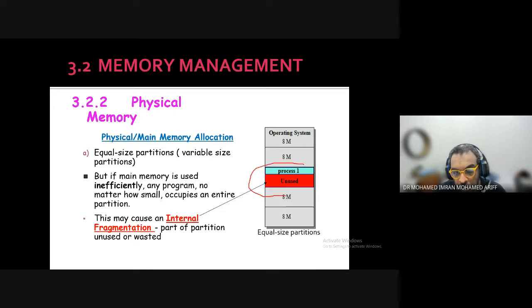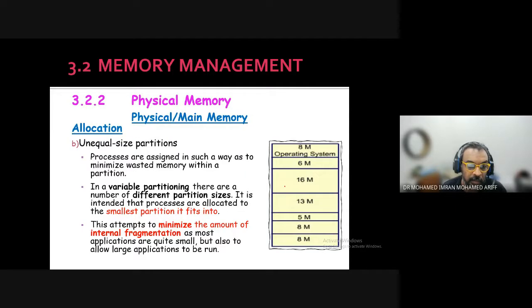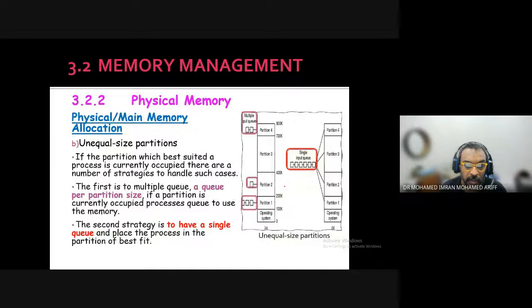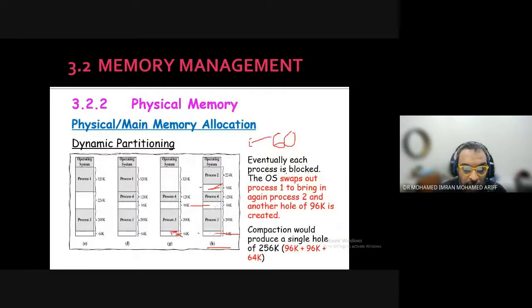Nampak ni? Okay, it's unused. All right. So external fragmentation is something like this. These are all outside, and we have a method called compaction. What does compaction do? Compaction is basically to reorganize these empty spots here and combine them all together so that all the empty spots will be at the bottom of the memory.